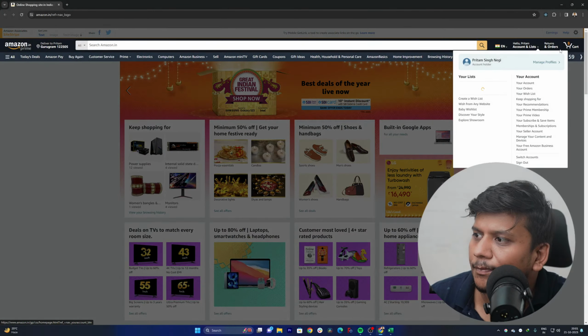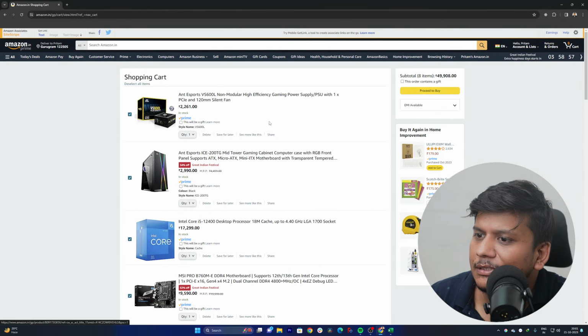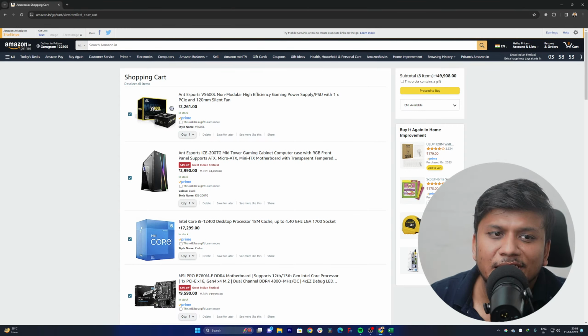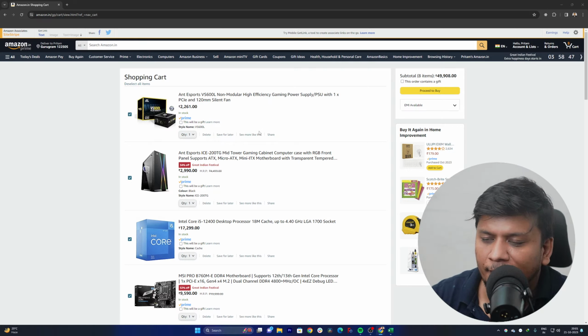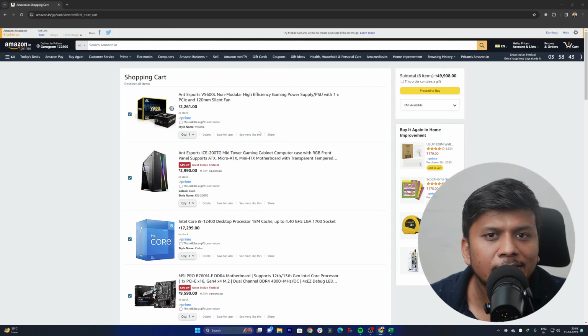Okay, so these are the items in the cart. For the PSU we went with the Ant eSport 600 watt PSU. That is good enough, or decent enough, I would say, to power every peripheral that we can add. Plus you can also add a 4060 later on if you want to.